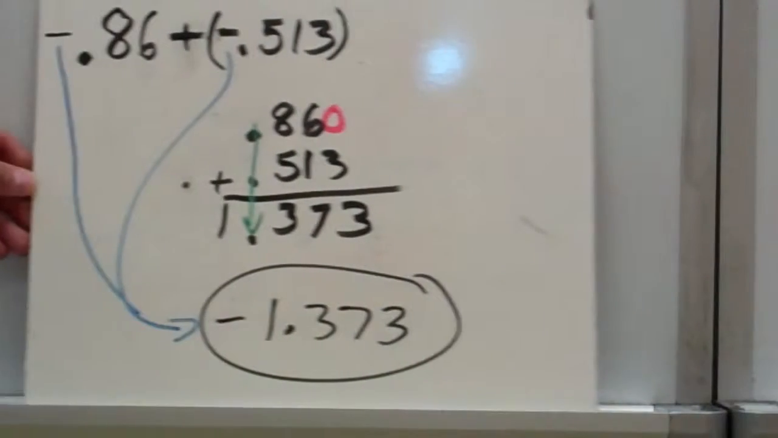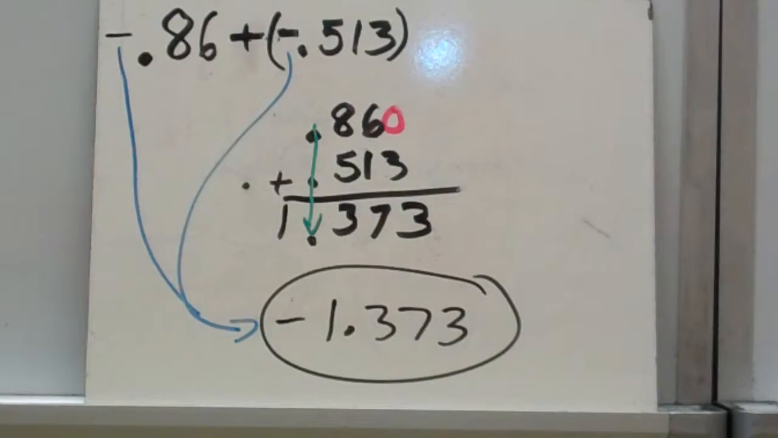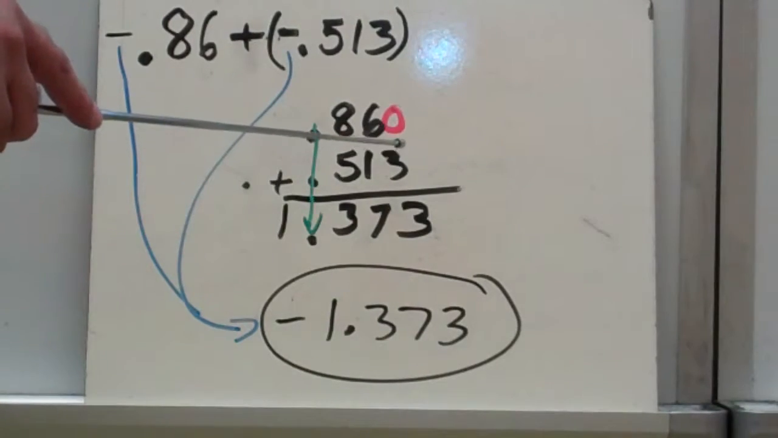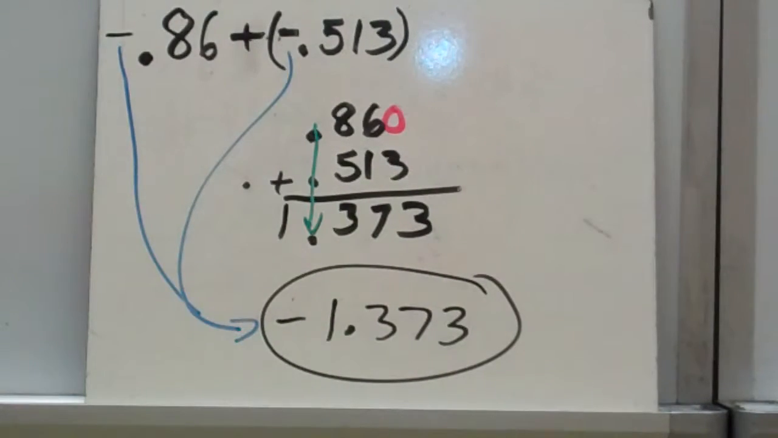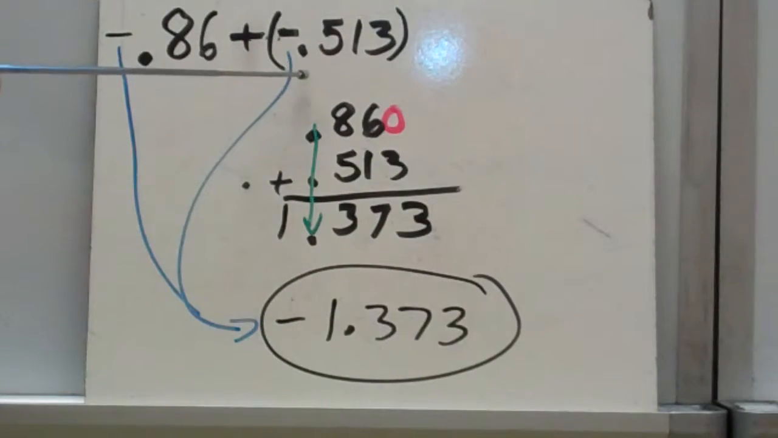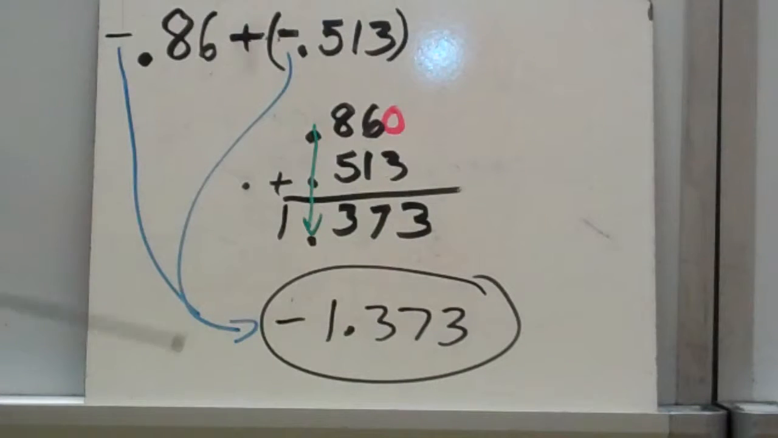Our next example, we have negative 0.86, and we are adding to that a negative 0.513. Again, first thing, line up your decimals. Okay, 0.86 does not have as many significant digits as 0.513, so we can attach a 0 there. And remember our integer rules. When we have two negatives and we're adding them together, we're going to add them together and then keep the sign. So we're going to end up with a negative answer.